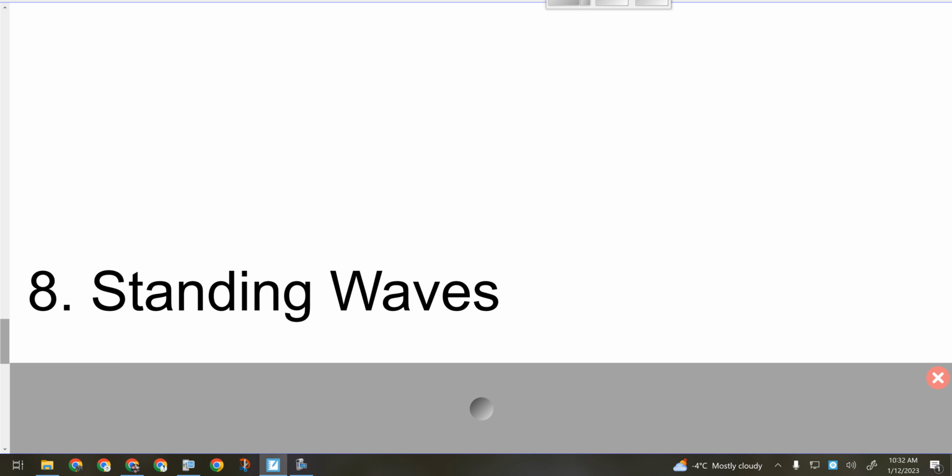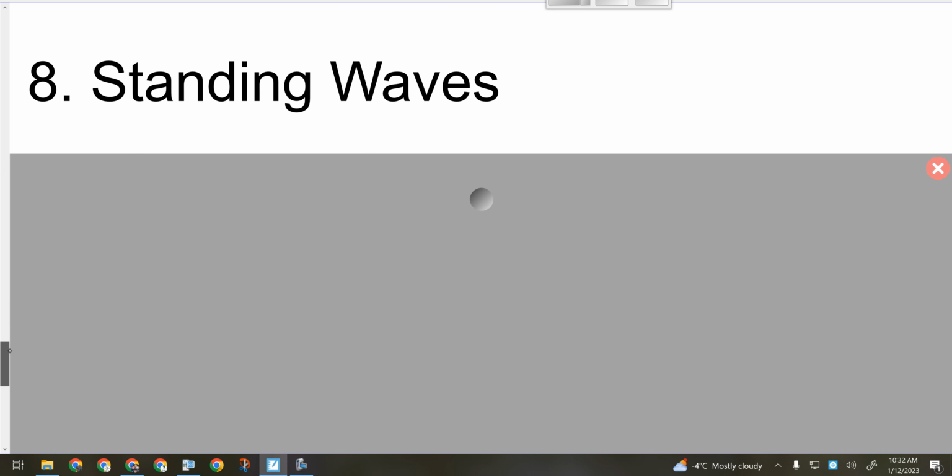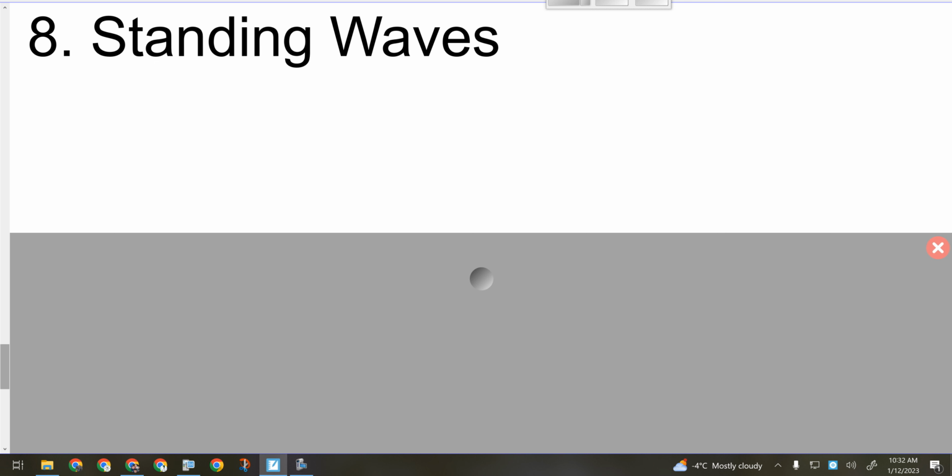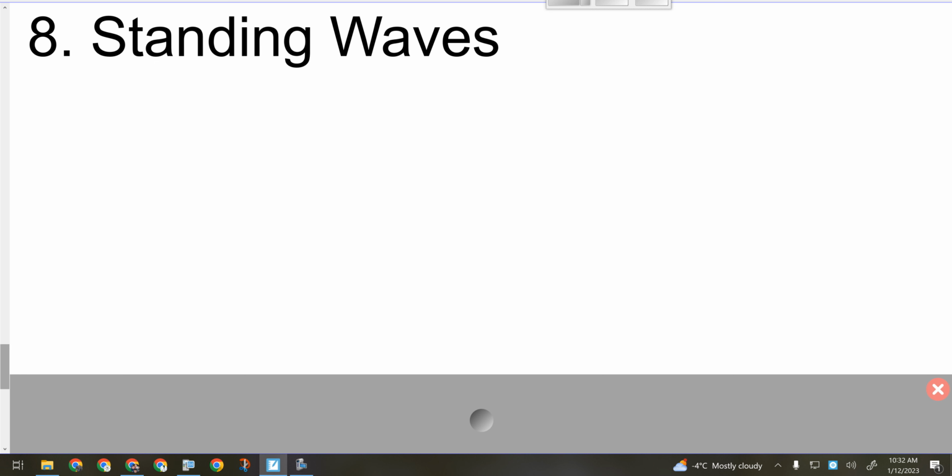Then we talked about standing waves. That was starting on Monday. We started with standing waves, and you'll need to know your terminology. You'll need to know nodes, antinodes, fundamental, first harmonic, second harmonic, third harmonic. Be able to identify those in a picture. If I show you a picture that's got 3 antinodes, you would know that would be the third harmonic frequency. Things like that.